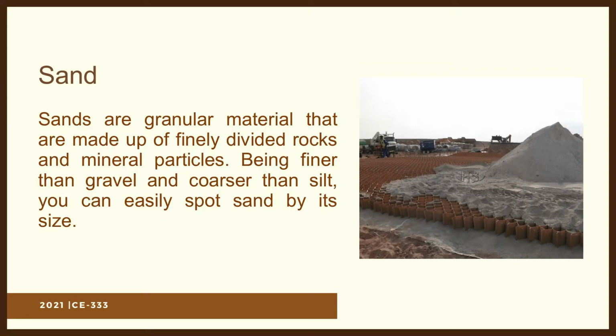The first type of soil is the sand. So sand are the granular material that are made up of finely divided rocks and mineral particles. So it is finer than the gravel and coarser than silt. So we can easily determine it by its size.